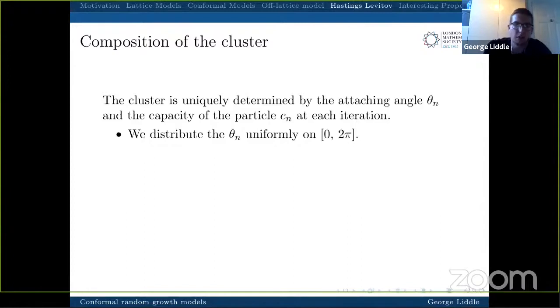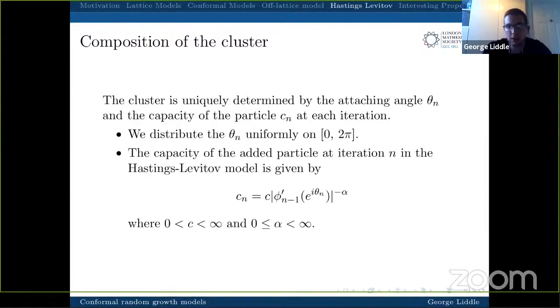With the capacities, we choose the capacities to be given by this value here. And as you can see, this looks very similar to what we had with DLA, except now rather than having -2 in the exponent, we've got this parameter alpha. The parameter alpha is exactly what's going to allow us to vary between the models, because we're just going to vary the size of the attached particle at each point. So alpha equals 2 obviously gives DLA. When alpha is large, that's going to make the particle size small. And when alpha is small, the opposite: the particles are going to be large.